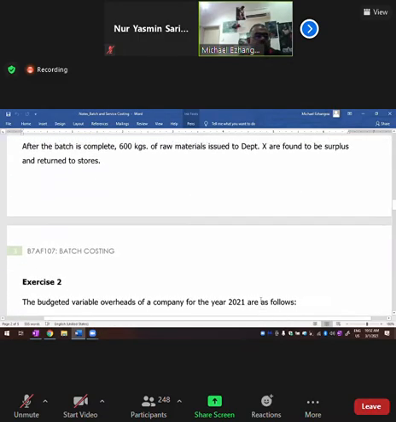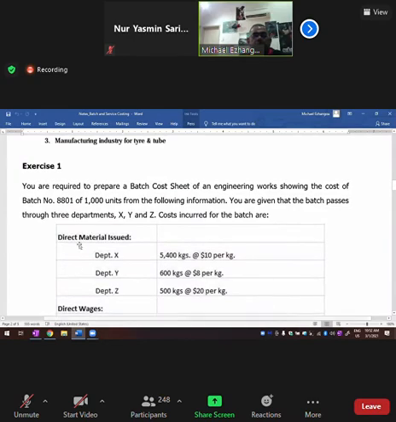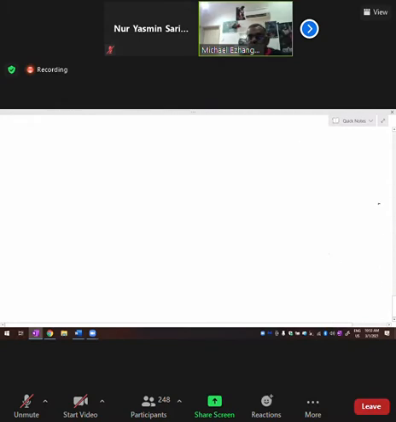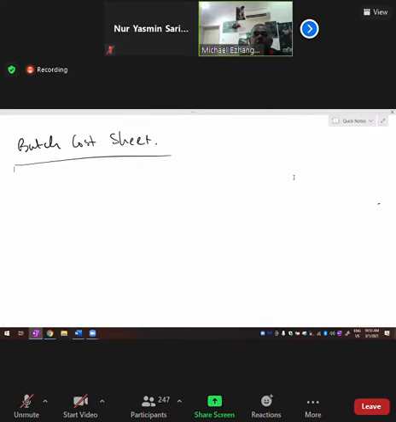Okay, so next one is another example, right? Let's do a batch cost sheet. All right. So not a very difficult example, I think. If you do get a batch costing question in the exam, well, consider yourself very lucky, because I do think it is actually quite straightforward.